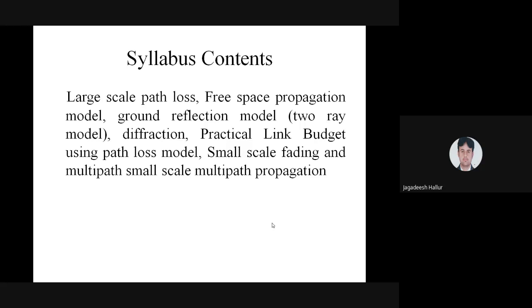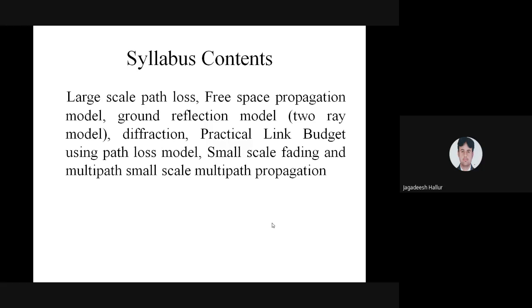This is a very small unit. Unit number 2 and unit number 3 are very small units. Only 4 points are present in unit number 2, and in unit number 3 again 4 points are present. That is large scale path loss model, free space propagation, ground reflection model or two-ray model, diffraction, practical link budget, small scale fading, and multipath.